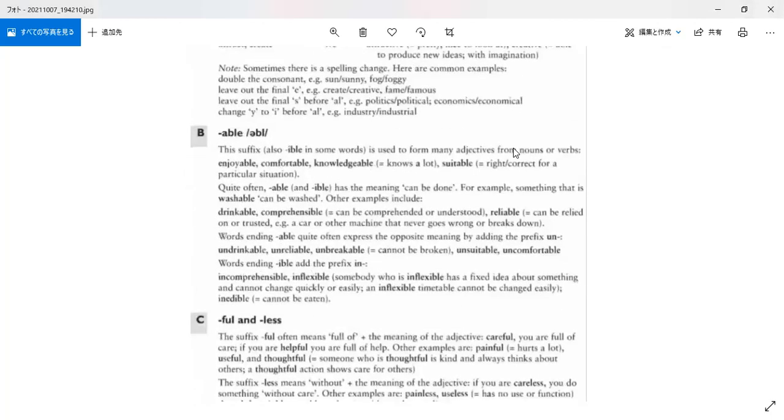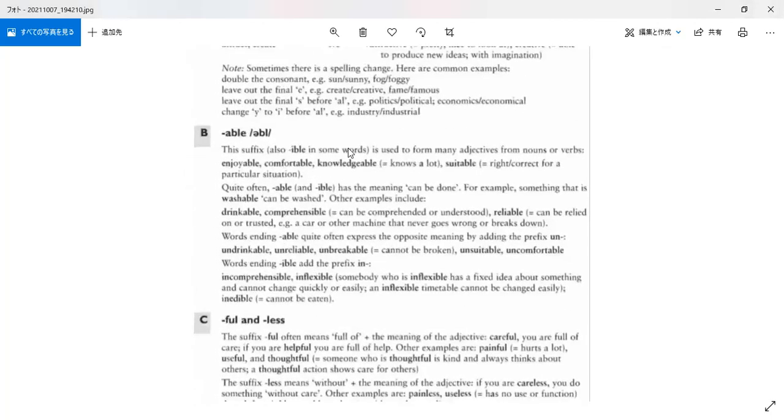And then if able, again, enjoyable, comfortable, washable. It's from adding verb. Comfort. Comfort is a verb, right? Is it a noun? Comfort. Another noun.